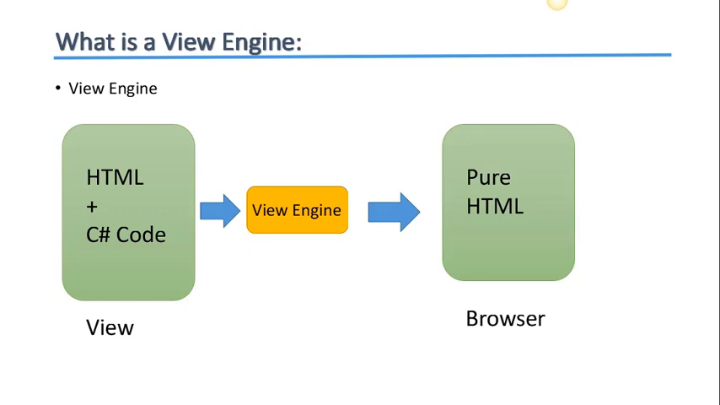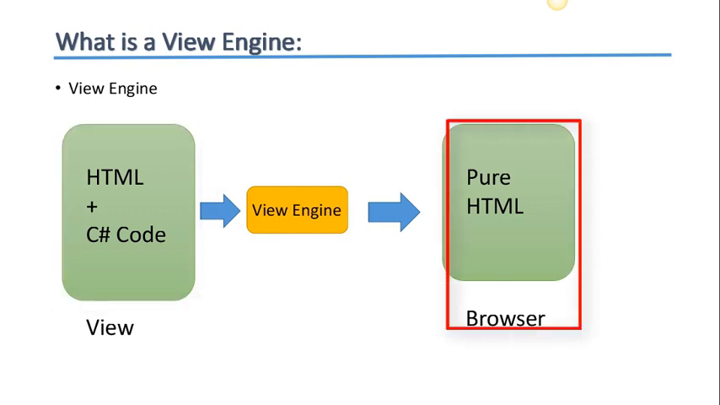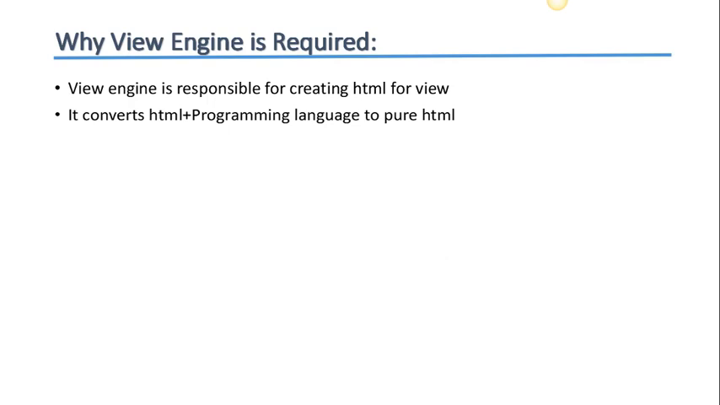So what is the View Engine? View Engine is used to convert the HTML plus C# code into pure HTML. Next, why is a View Engine required? View Engine is responsible for creating the HTML for a view. If you want to create some HTML for the view, then a View Engine is required. It is also used to convert HTML plus a programming language to pure HTML.